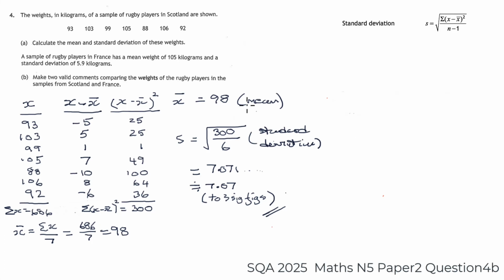So moving on to part B of the question, we're asked to compare the weights of French rugby players compared to these Scottish rugby players, and we're told their mean weight's 105 kilograms and the standard deviation is 5.9 kilograms, to make two valid comments comparing these. So this is part B, there's part A.